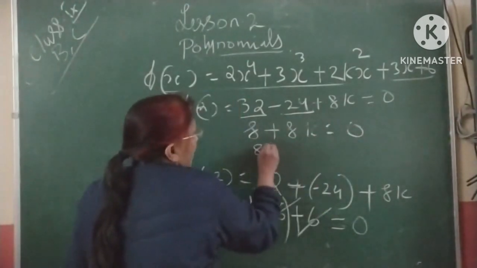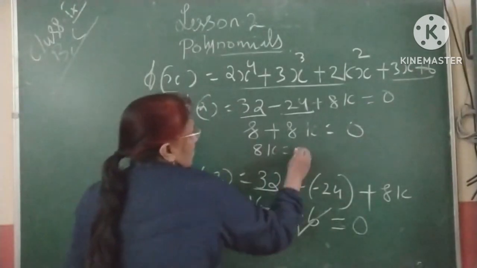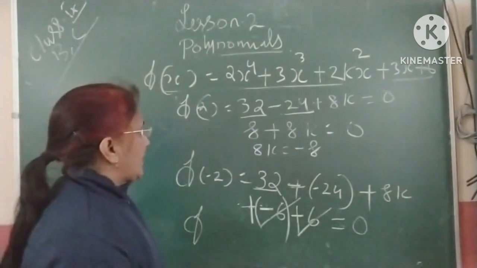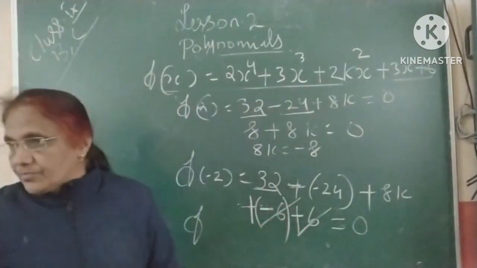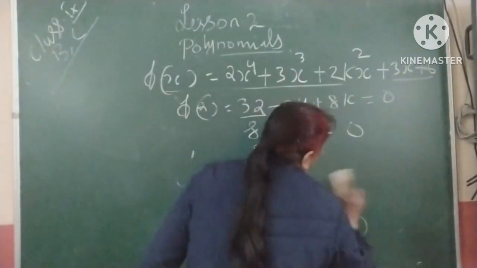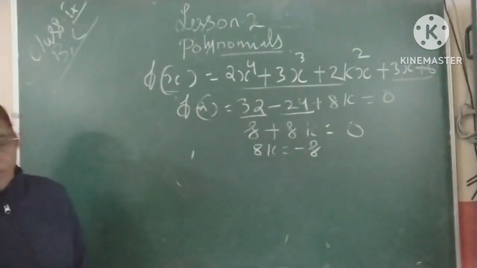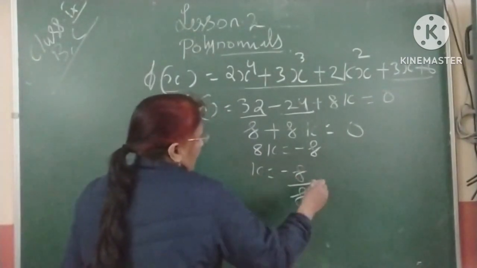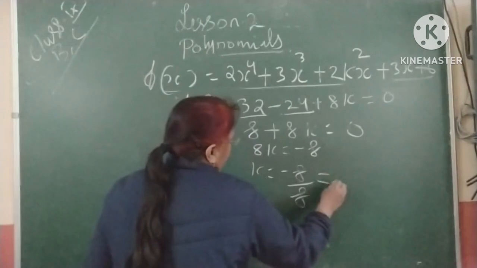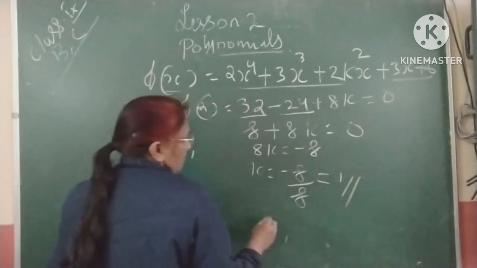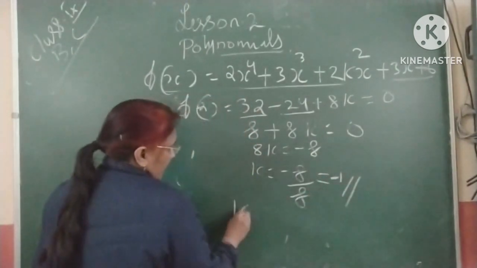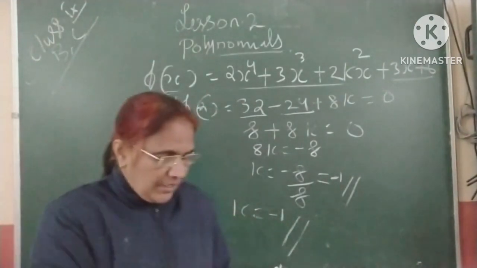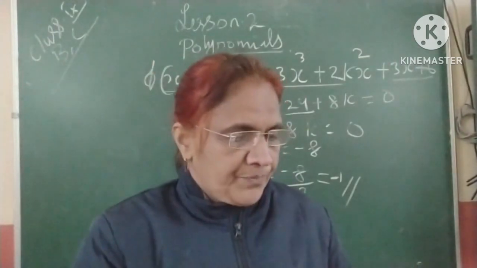Then 8k equal to minus 8. Then k equal to minus 8 by 8, that is minus 1. So the value is k equal to minus 1. Now we got k equal to minus 1.